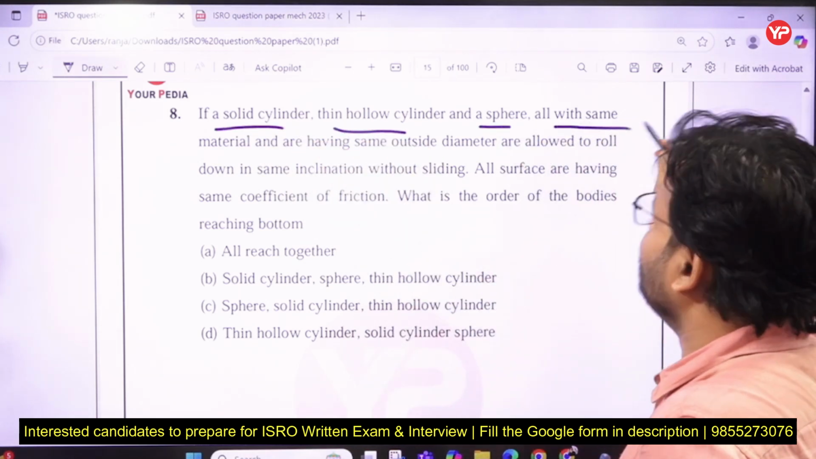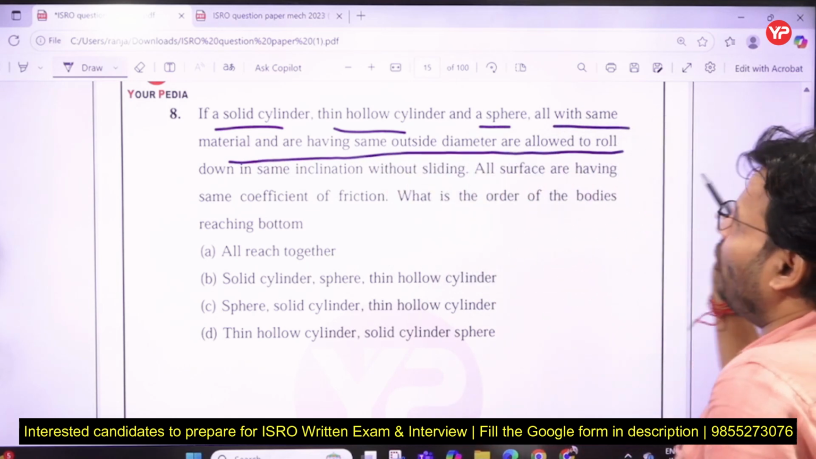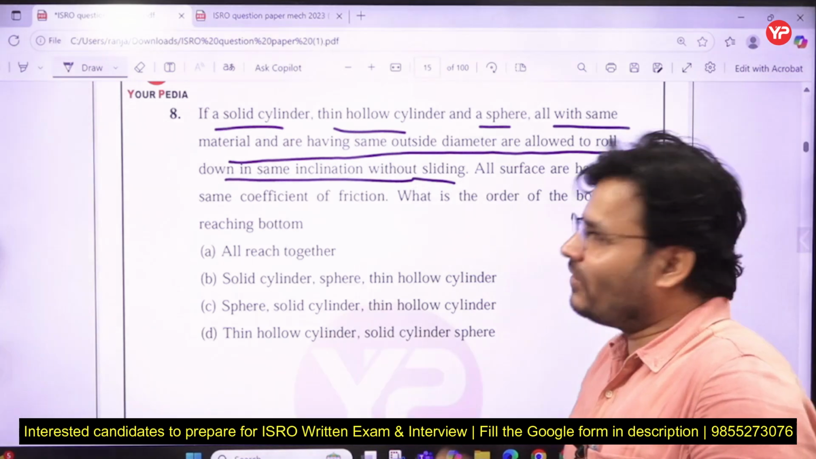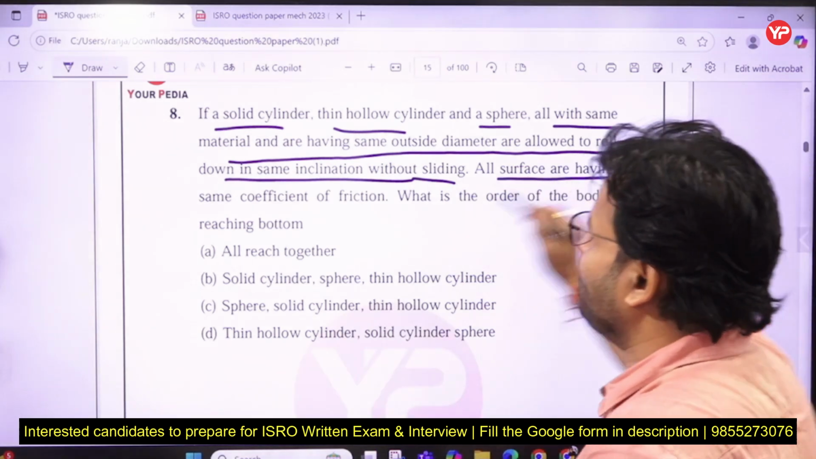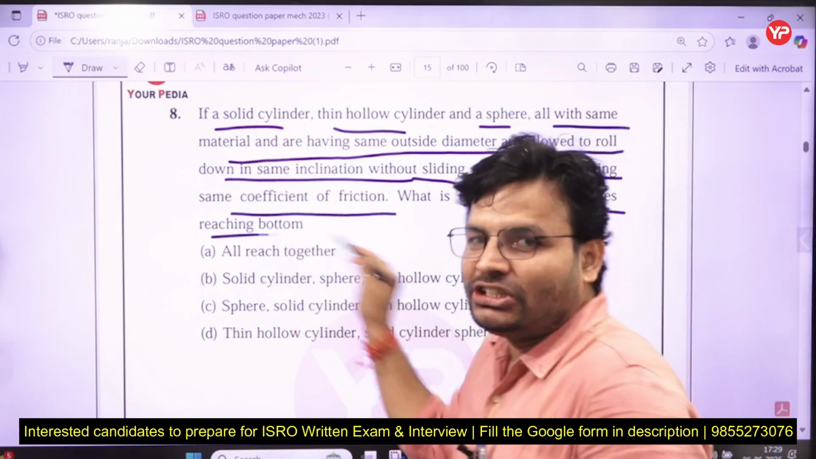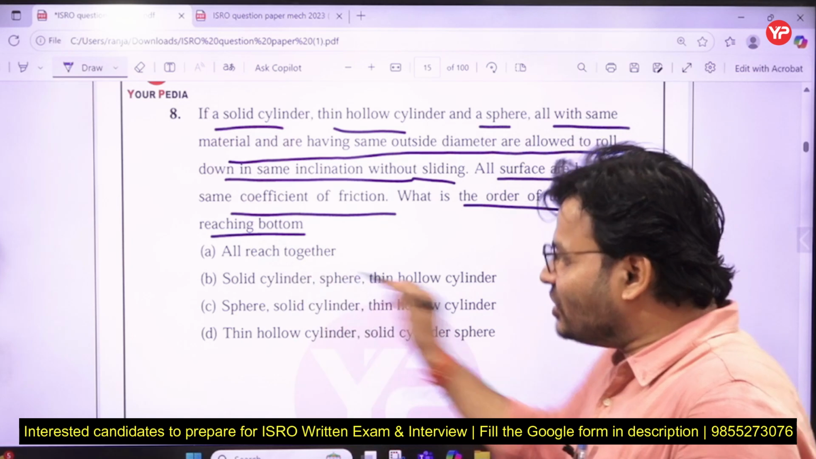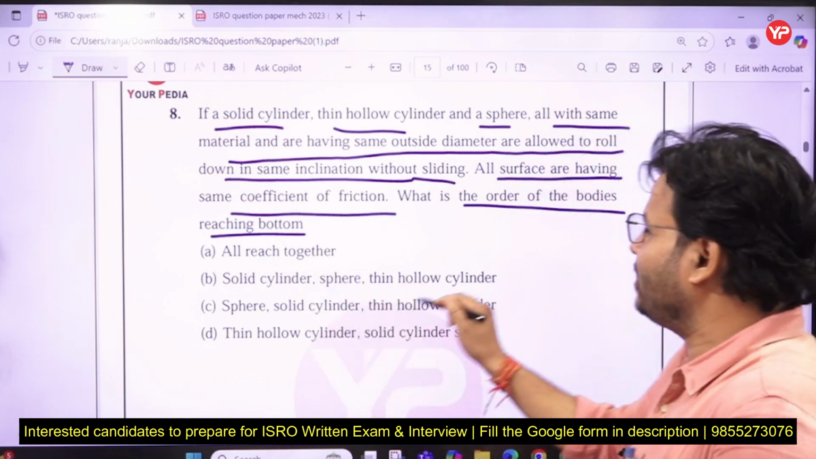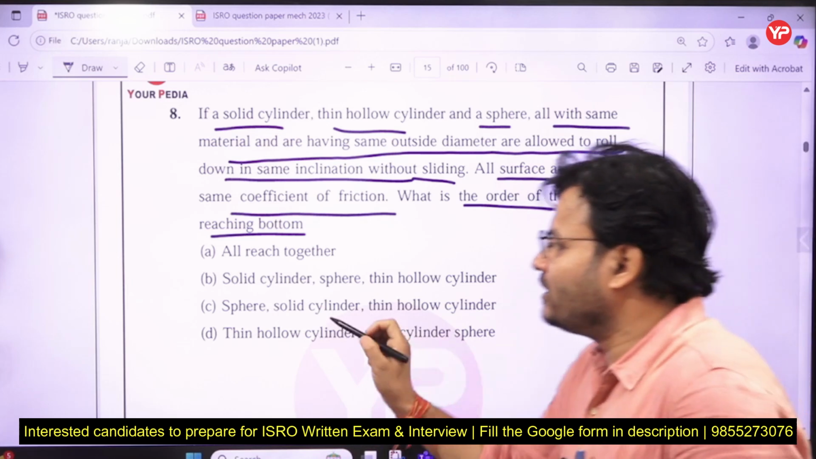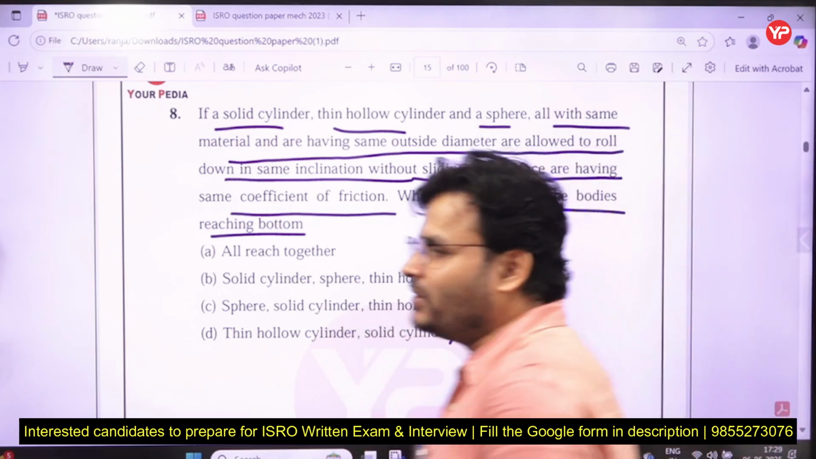all of the same material and having the same outside diameter, are allowed to roll down the same inclination without sliding. All surfaces have the same coefficient of friction. What is the order of the bodies reaching the bottom? The options: all reach together; solid cylinder, sphere, thin hollow cylinder; sphere, solid cylinder, thin hollow cylinder; thin hollow cylinder, solid cylinder and sphere. That is the question. What will be the answer?